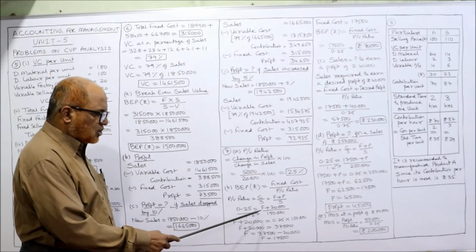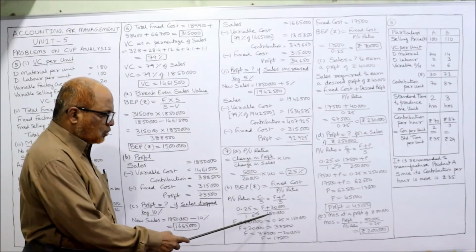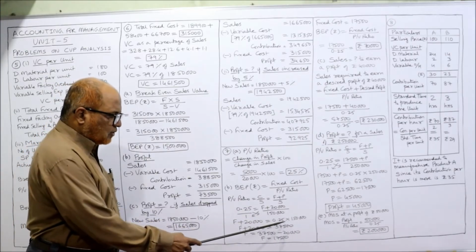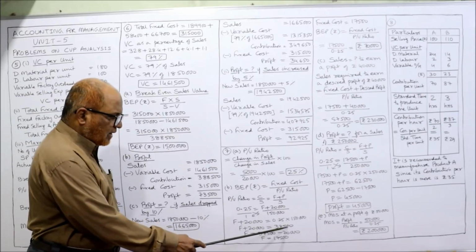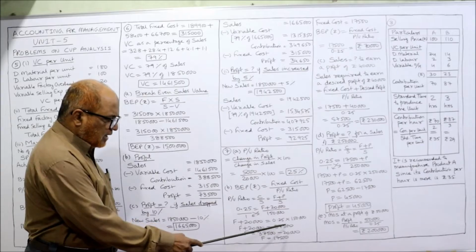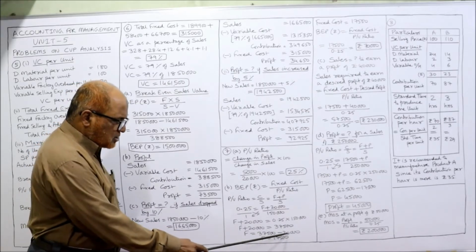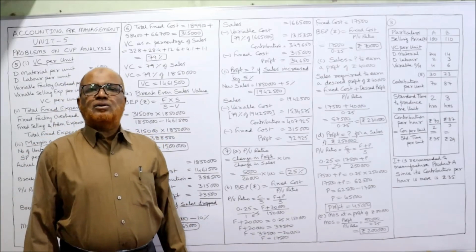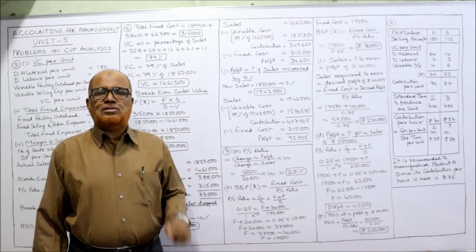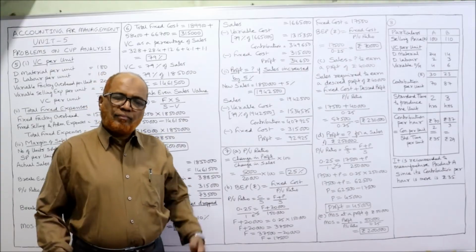Now cross multiplication: F plus 20,000 is equal to 0.25 into 1,50,000. So 0.25 into 1,50,000 you get 37,500. So F plus 20,000 is equal to 37,500. Take this 20,000 to the RHS. So 37,500 minus 20,000, 17,500 is the fixed cost. So we got the fixed cost by using the PV ratio.